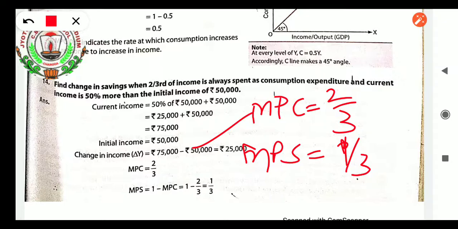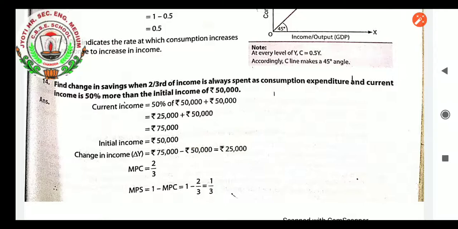What we have to find: the change in savings when 2/3 of income is always spent as consumption expenditure. Can you proceed with the question now? It is homework for you to proceed and tell me the answer. I explained half the question because it was needed, since taking the initial income as 50,000 could be a great problem. Take out the answer, and I will explain in the further classes how we got it.